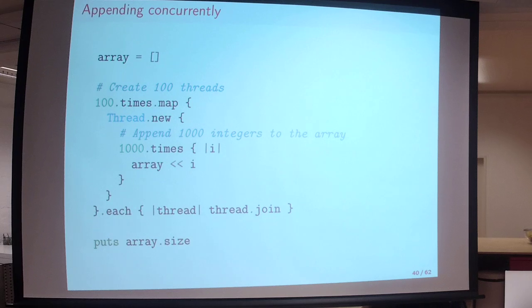So I was saying that Ruby and Rubinius are unsafe, and I want to show an example. I create an array here, and I create 100 threads, and each of these threads is going to append 1,000 integers to the array. Then I will wait for all the threads, and I will print the size of the array. So at the end of the program, I should get 100 times 1,000, 100,000.